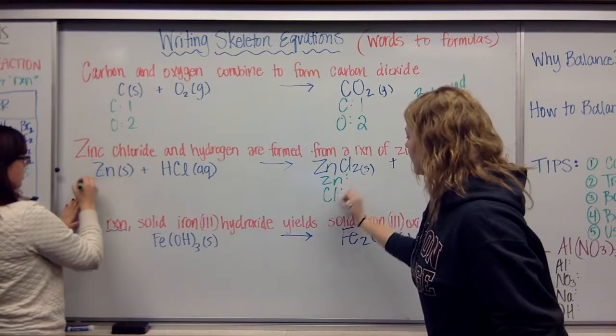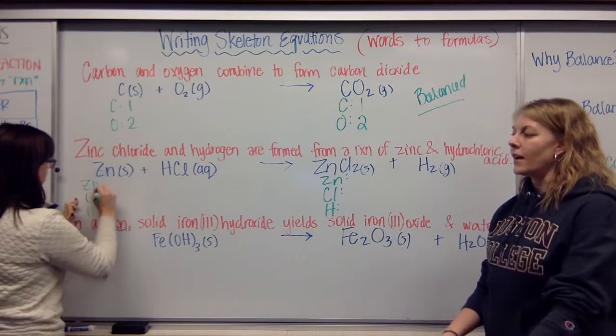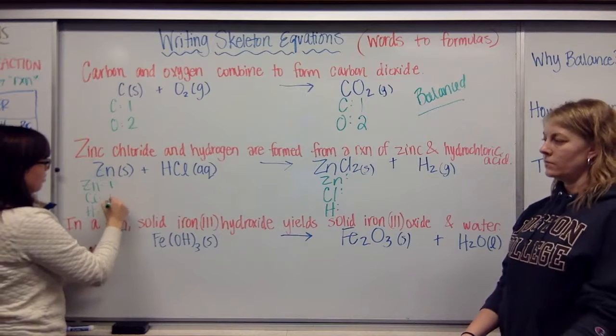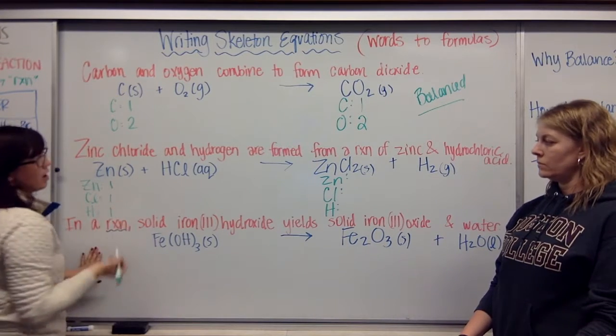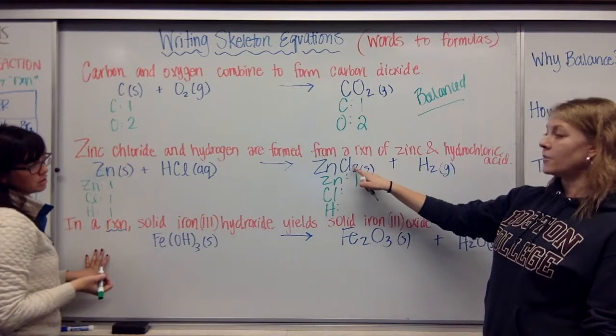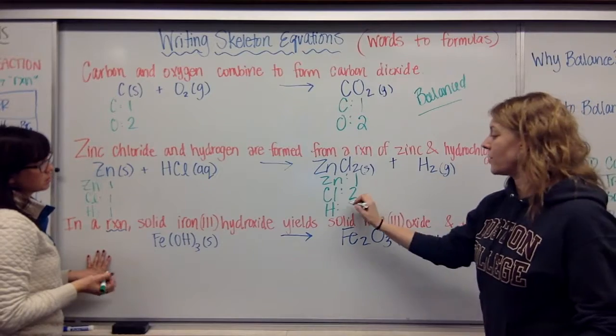Okay. Now down here, we're going to start with zinc on each side, and then I would do chlorine, and then hydrogen. So same order on both sides. And we'll start with the reactants. Zinc, I have 1. Chlorine, I have 1. And hydrogen, I also have 1. And over here, I have 1 zinc. I have Cl2, so that's 2 chlorines. And I have H2, so that's 2 hydrogens.